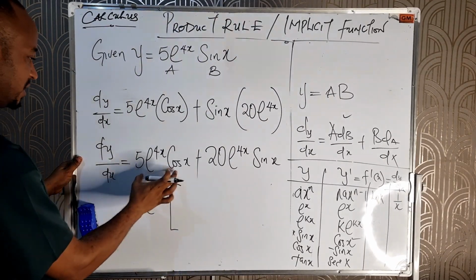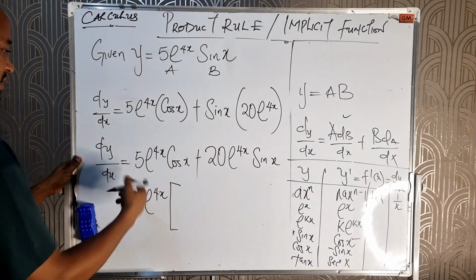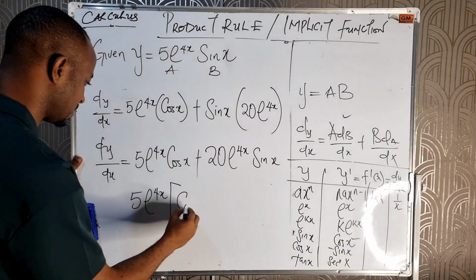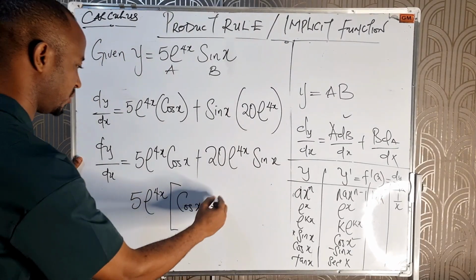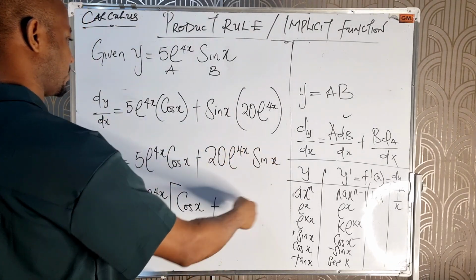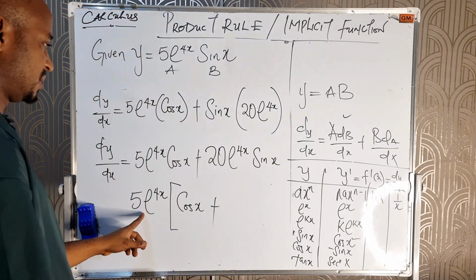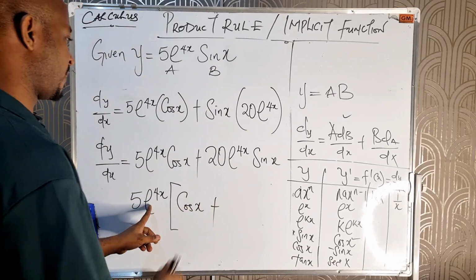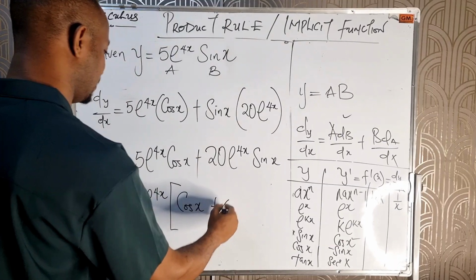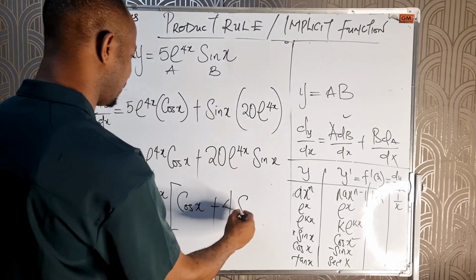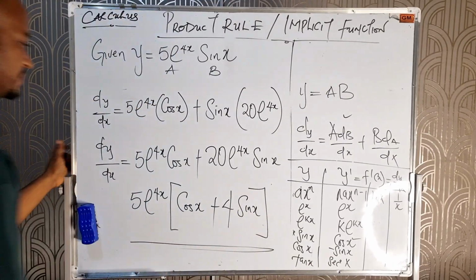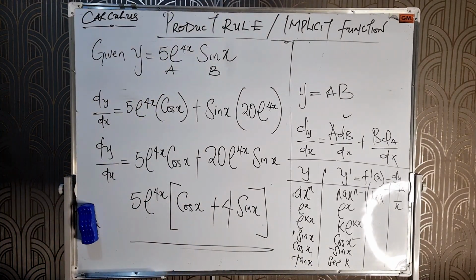If this is common in these two terms, when you divide the whole of this with this, we cancel it, right? Remaining what here? Remaining cos x plus, when we divide the whole of 20 exponential 4x sin x with this, definitely this will cancel out this. 20 divided by 5 will give us what here? 4. Right? Yeah, we're going to have 4 sin x. This is the final answer here for this expression. This is very simple. Let's look at the next question.